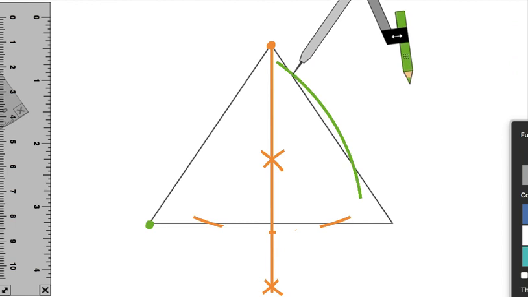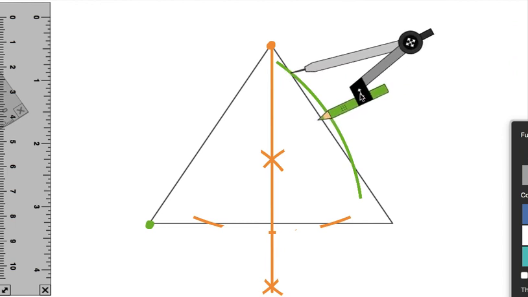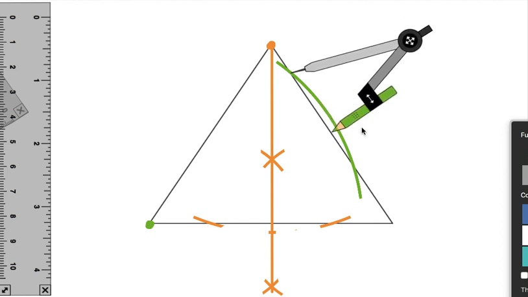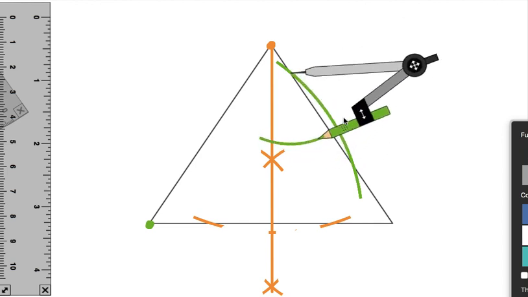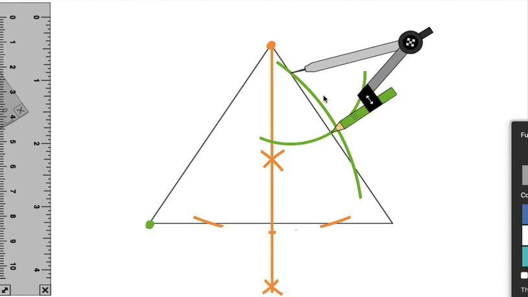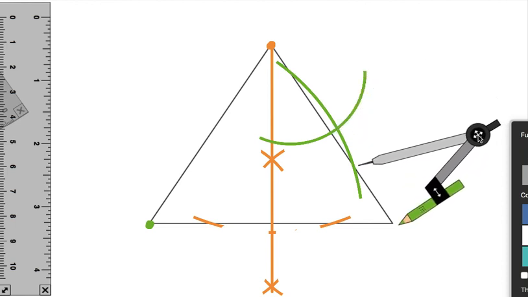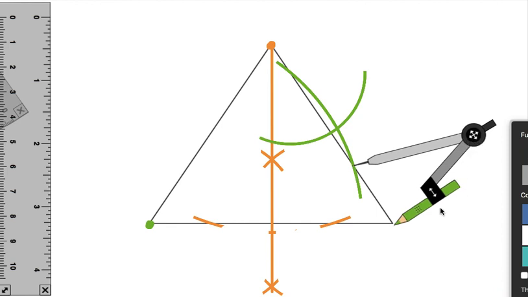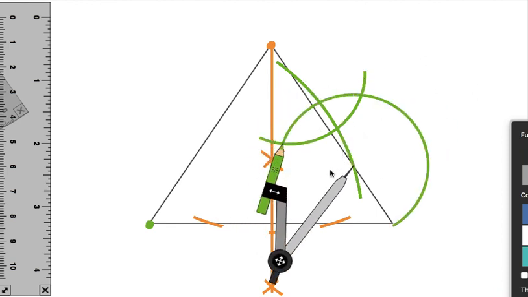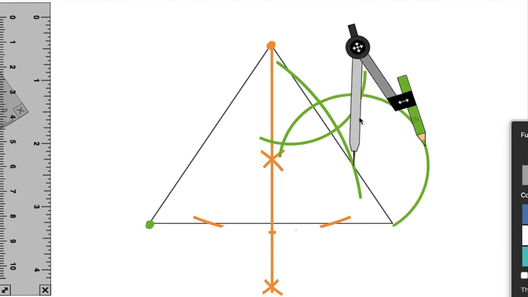So I put my compass point on one of the intersections. And I just want to make sure that I'm over halfway to that other point. Then I can strike my arc using that same compass measurement, go to the other intersection and strike another arc that will cross it in 2 places.